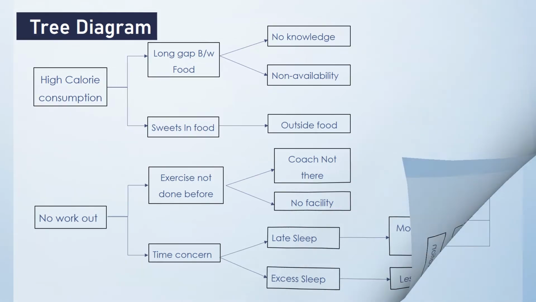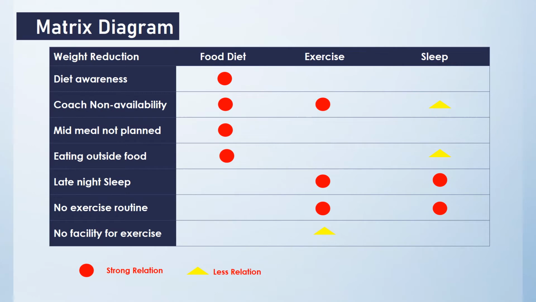Let us go. Next one is the matrix diagram. You can see here, based on the tree diagram, he has stepped down the factors into multiple causes. These causes he has put on one axis, and on the other axis are the 3 major groups we categorized through the affinity diagram. Using these 2 data sets, we made an L matrix diagram here.